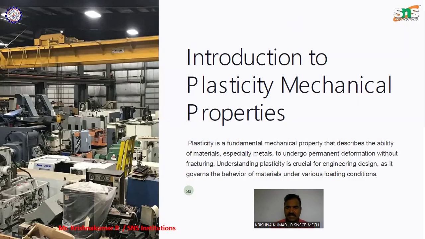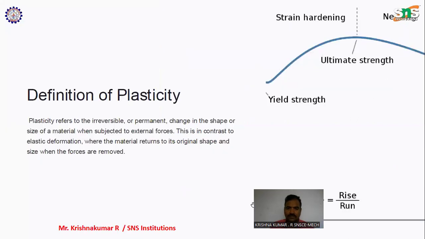Introduction to Plasticity Mechanical Properties. Plasticity is a fundamental mechanical property that describes the ability of materials, especially metals, to undergo permanent deformation without fracturing. Understanding plasticity is crucial for engineering design as it governs the behavior of materials under various loading conditions.